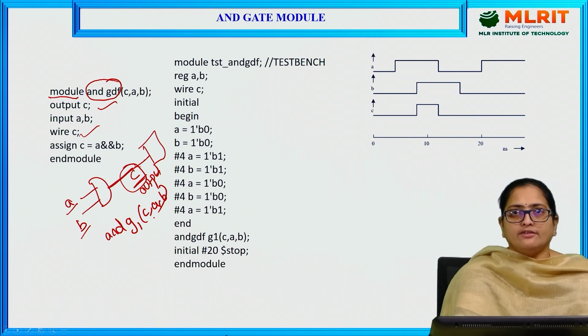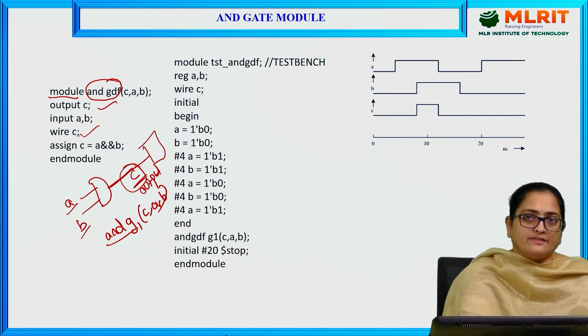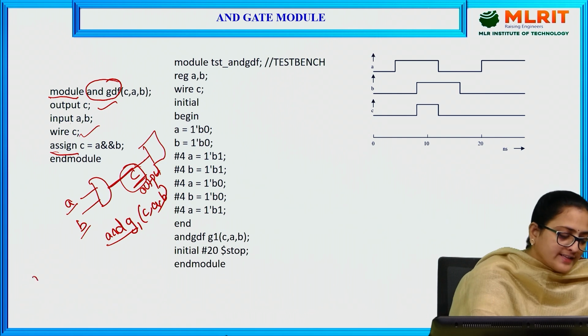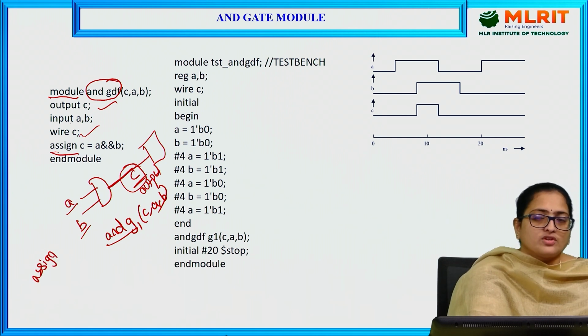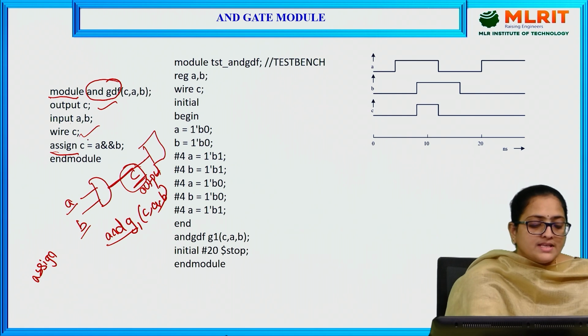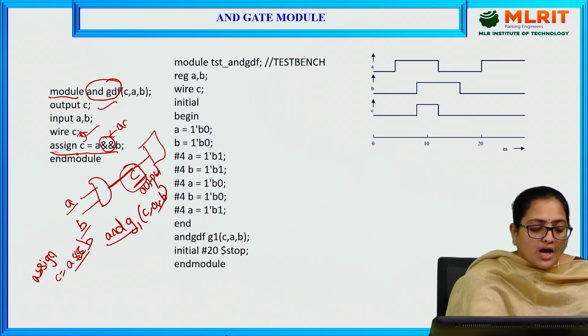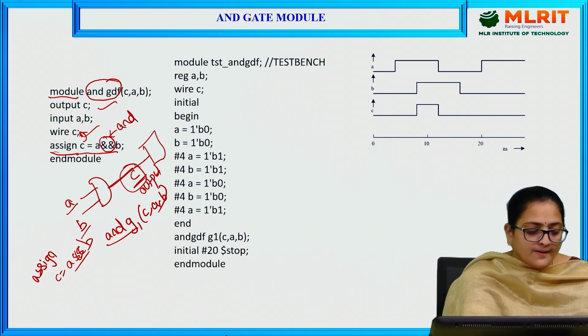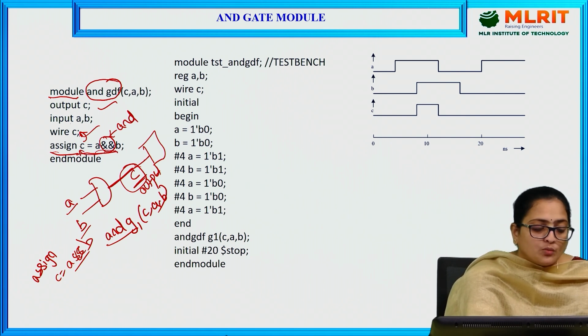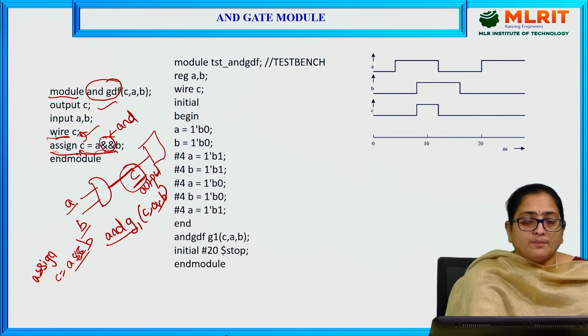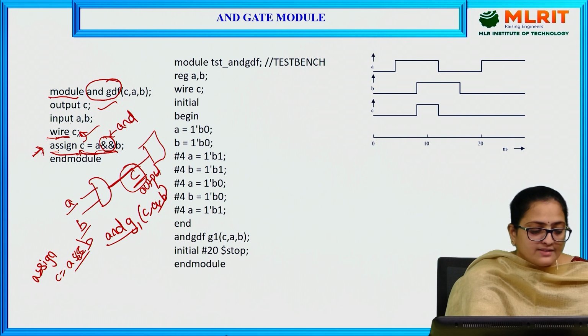Now, here in data flow modeling, instead of calling primitives, you can use a keyword called assign, which represents a continuous assignment, where C is declared as a net. Assign C equals A ampersand B, where this ampersand is an operator which performs an AND operation between A and B, and the output will be stored in C, where C is a net type, and this value can be assigned to C when we declare this as an assign.